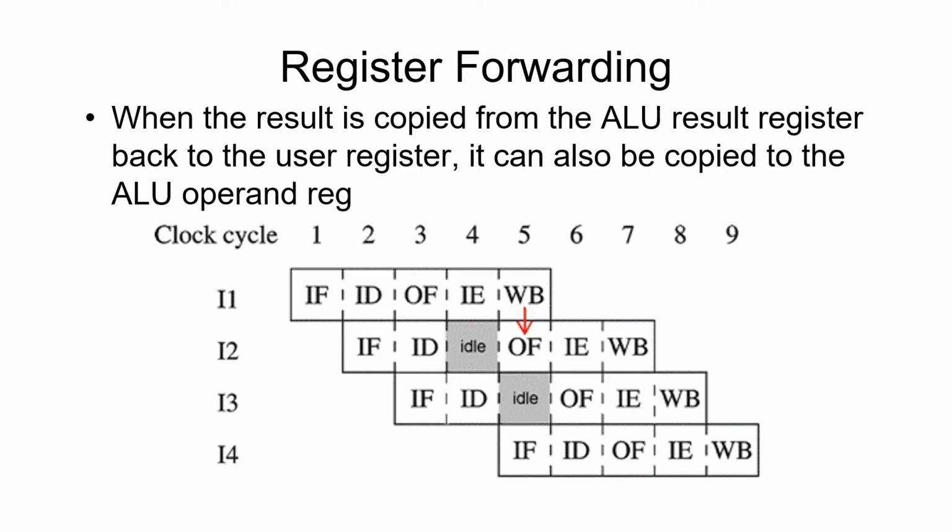A simple example of register forwarding is shown here, where when we go to write back the data in time 5 for the first instruction, we not only write it back to its register where it belongs, but we also write it to the operand register, so it's available to the next instruction. This causes a minor stall between the decode and the operand fetch of the second and third instructions.